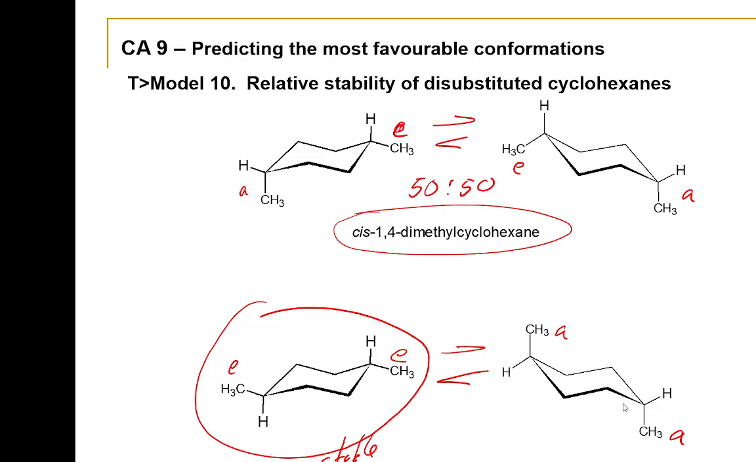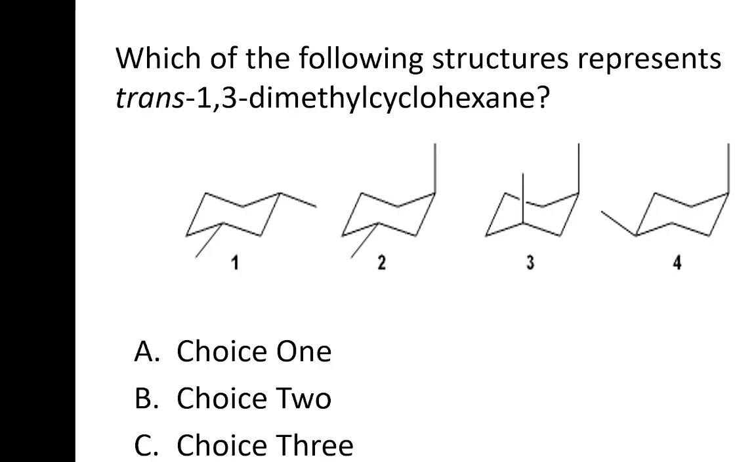So how are we for time? All right, do we have time for one last question? Yeah, how about one last question? We'll make this a clicker question. So this is check your understanding number 8. Which of the two following structures represent trans 1,3-dimethylcyclohexane?